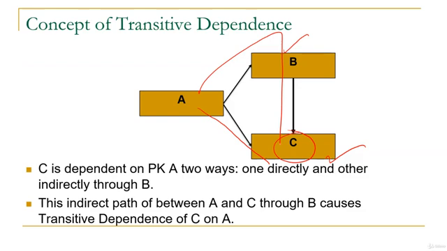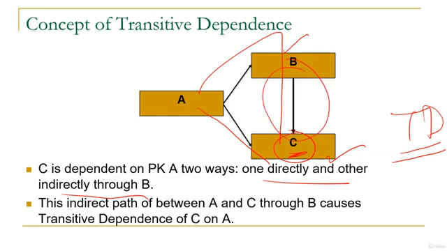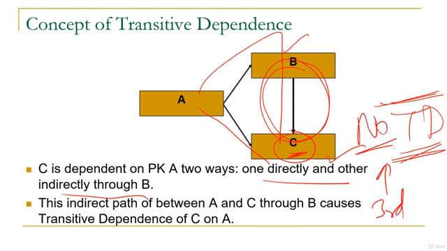This dependence through another attribute is called transitive dependence. So C is directly dependent on A, and it is also indirectly dependent through B. This indirect path results from the dependence between B and C. So whenever we have functional dependence between 2 non-key attributes, there is always a case of transitive dependence. And third normal form says that there should be no transitive dependence. So if you have transitive dependence, you need to remove it.